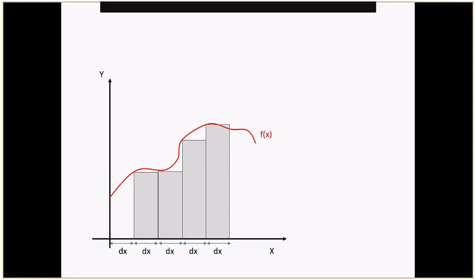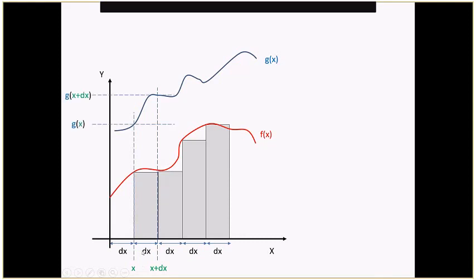And I'm trying to find a function g that will help me compute the area. Let's assume that function g exists. It needs to have certain properties to help me compute the area. Namely that if I pick a value x here, and this is x plus dx, because the width of these rectangles is dx, the values of function g at those points are g of x plus dx and g of x, and the difference between these two y values is drawn in yellow.